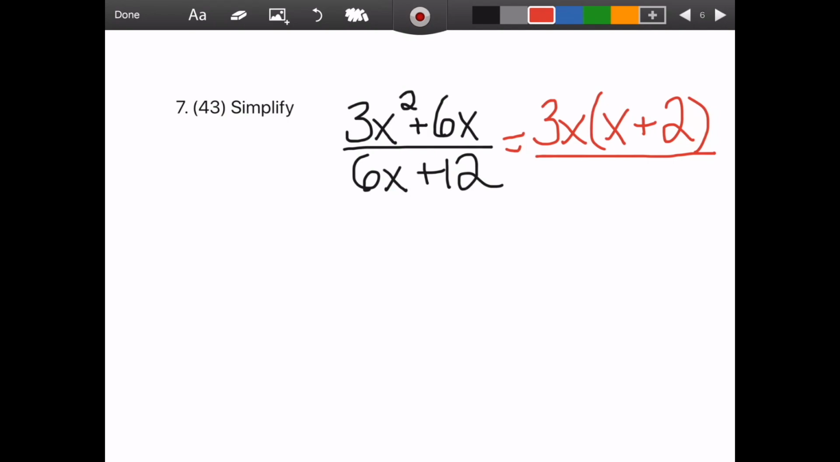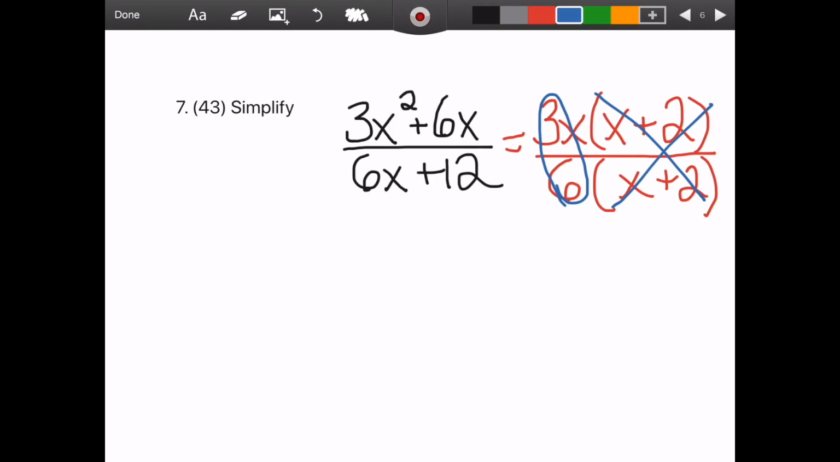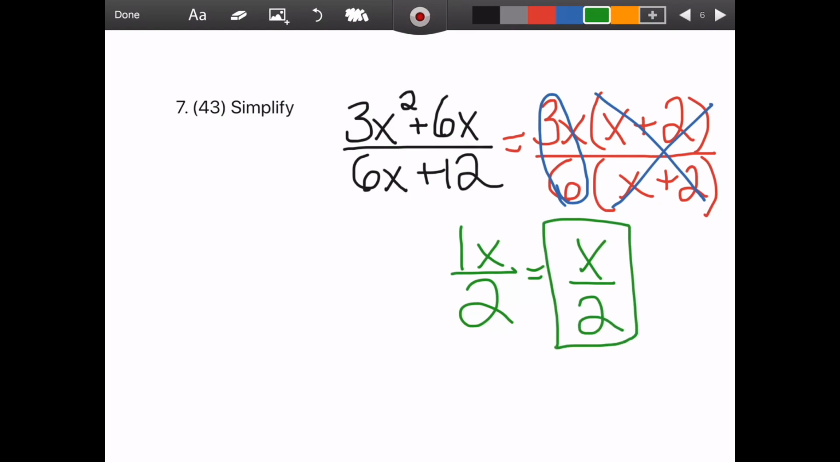On the bottom, we can pull out a 6, and we're left with x plus 2. So now you can see these cancel, because they're exactly the same, it's just a form of 1. And then we can also reduce the 3 and the 6. So when we reduce that, we get 1x over 2, because I just divided 3 and 6 both by 3. And even more simplified is just x over 2, because you don't need to write that 1 in front of the x. And you might need to include your excluded values.